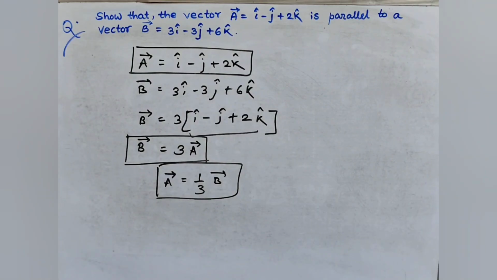So this implies that A vector is parallel to B vector and the magnitude of A is 1 by 3 times the magnitude of B. Hence we have proved that A vector and B vector are parallel with each other.